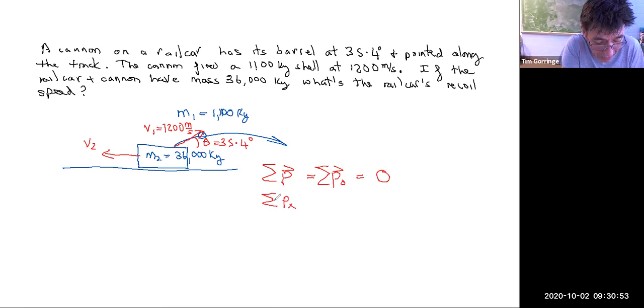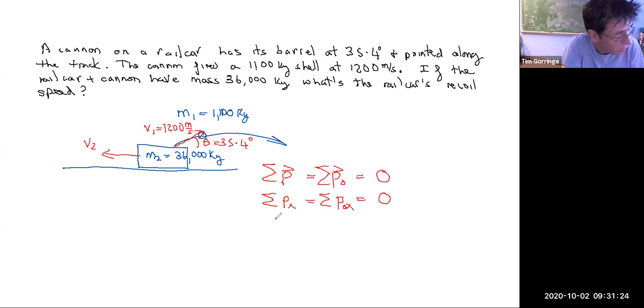We're going to add up the momenta of the shell and the rail car in the horizontal direction after the shell has been fired, and that would be equal to the sum of the shell and rail car's momentum before the shell is fired, and that is also 0.